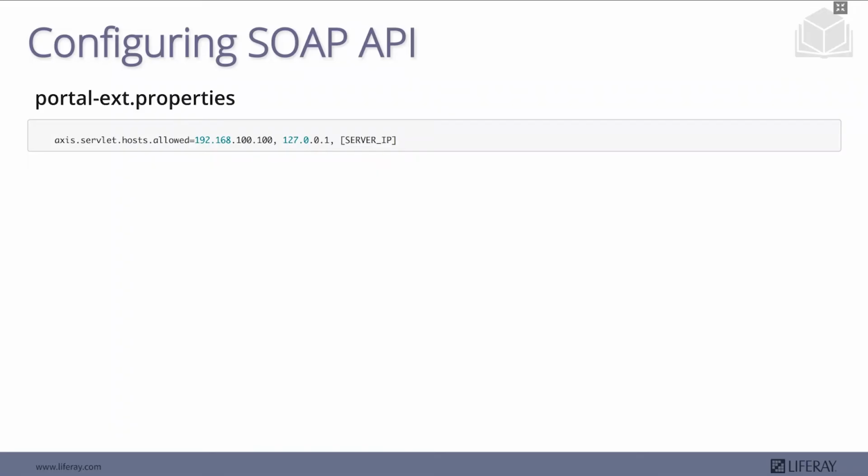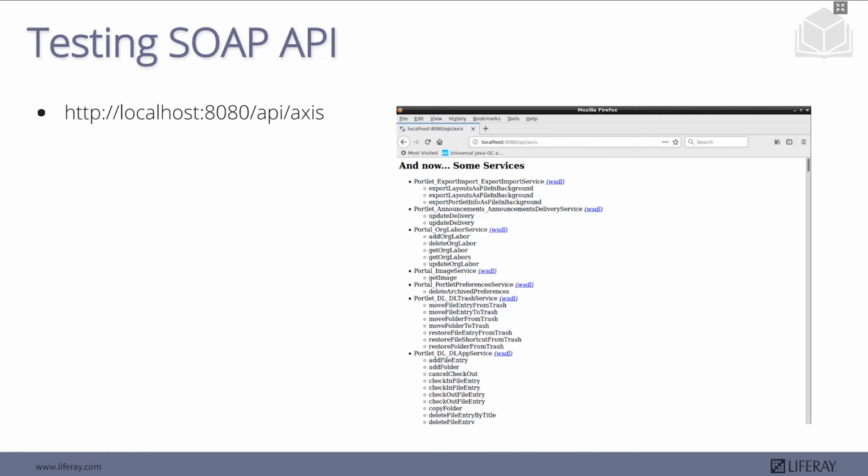Just like with JSON, our SOAP API can also be configured over in portal-ext.properties. It allows us to say which IP addresses are able to call our SOAP services, so we can pick whichever IP addresses we want. By default, localhost, or 127.0.0.1, is the only one. Just as JSON had a testing page, SOAP also has a testing page, at URL/api/axis for SOAP, for testing it out.